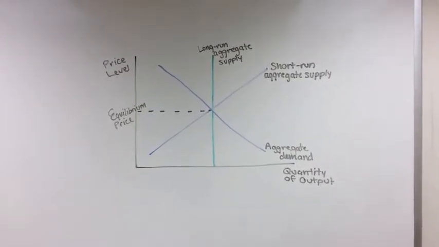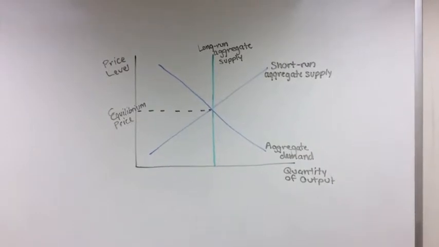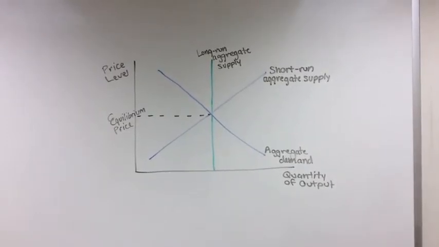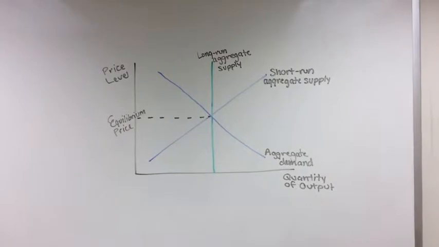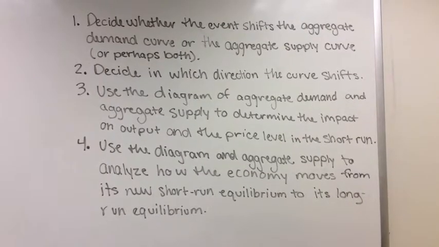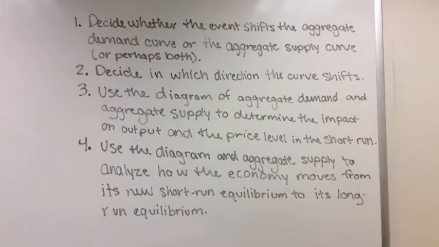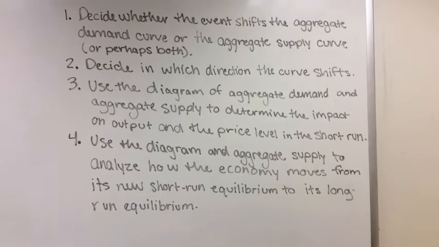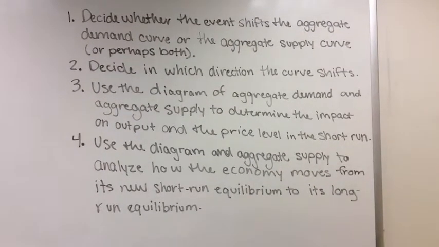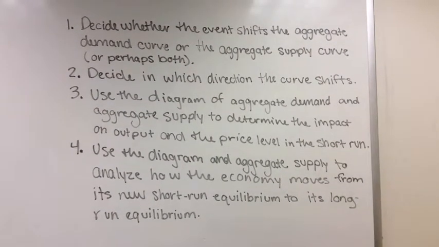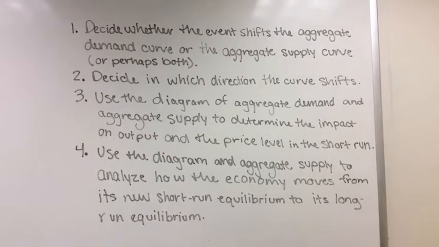Veronica Corningstone, tell these fine people how they can analyze macroeconomic fluctuations in aggregate supply and aggregate demand. Analyze macroeconomic fluctuations with aggregate supply and demand by first deciding whether the event shifts the aggregate demand curve or the aggregate supply curve, or even both. Second, deciding which direction the curve shifts. These first two steps are very similar to how to analyze a regular supply and demand graph.